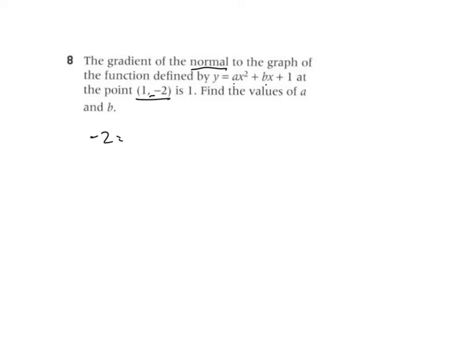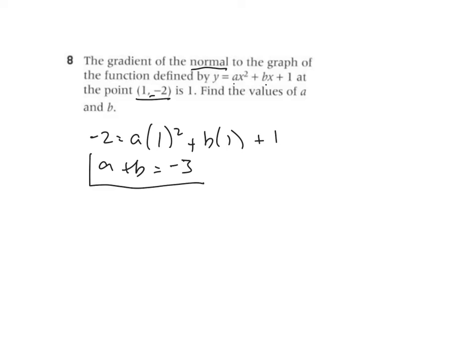So -2 is equal to a times 1 squared plus b times 1 plus 1. And so I know that a plus b equals -3 is the first equation. Now the second equation says the gradient at that point of the normal is 1.